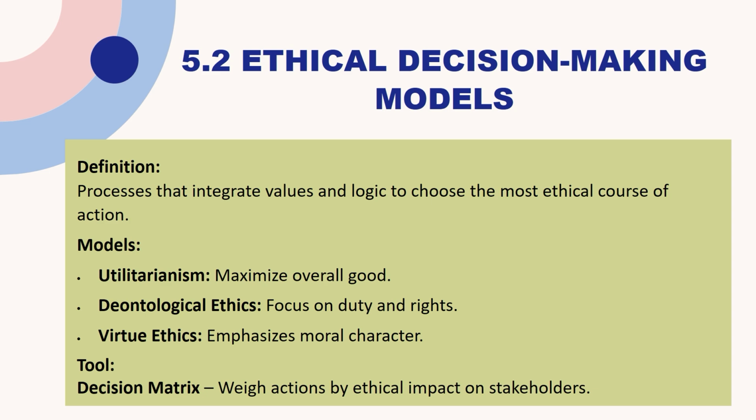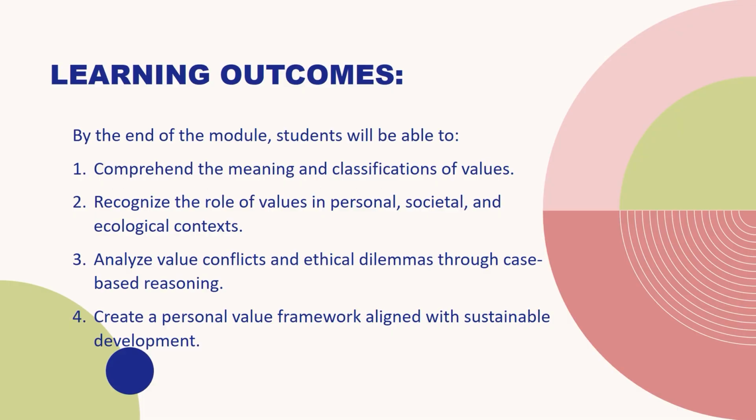Ethical decision making model. First we discuss the definition of the ethical decision making model, that is the processes that integrate values and logic to choose the most ethical course of action. Models of ethical decision making: utilitarianism, that is maximize overall good. Deontological ethics focuses on duty and rights. Virtue ethics emphasizes moral character. Tool for ethical decision making is the decision matrix, weighing action by ethical impact on stakeholders.